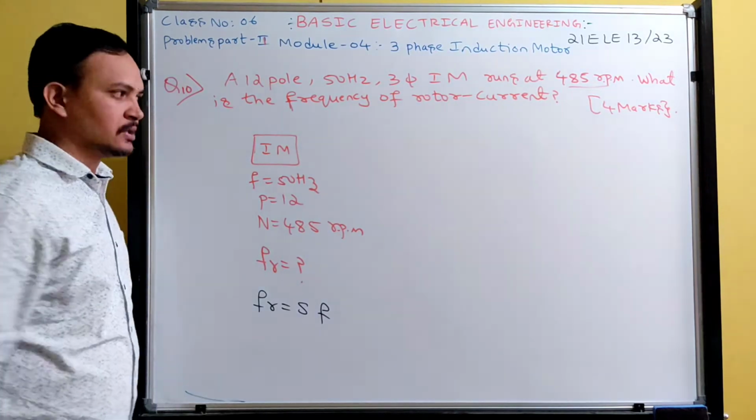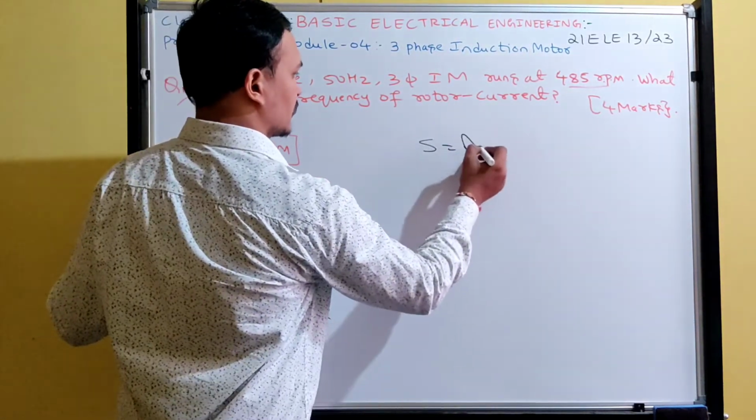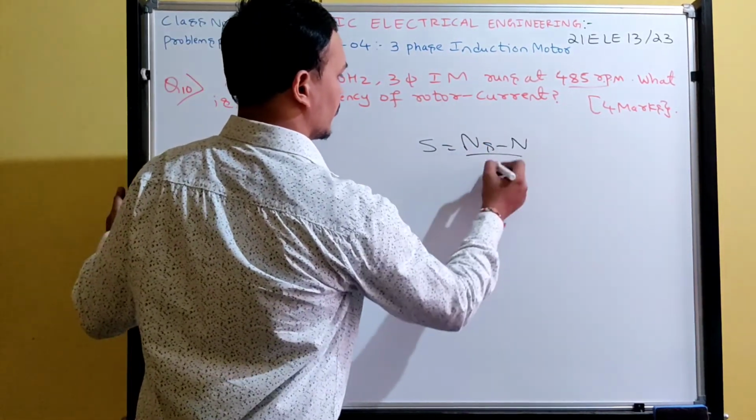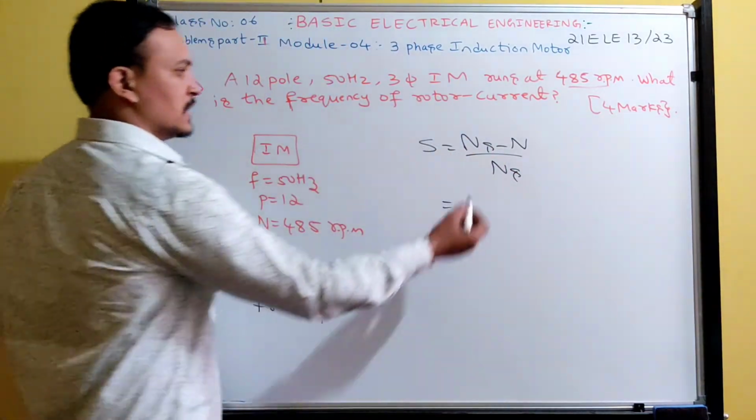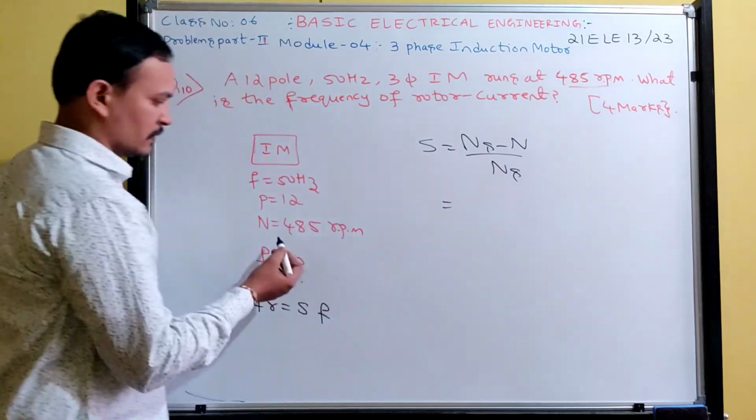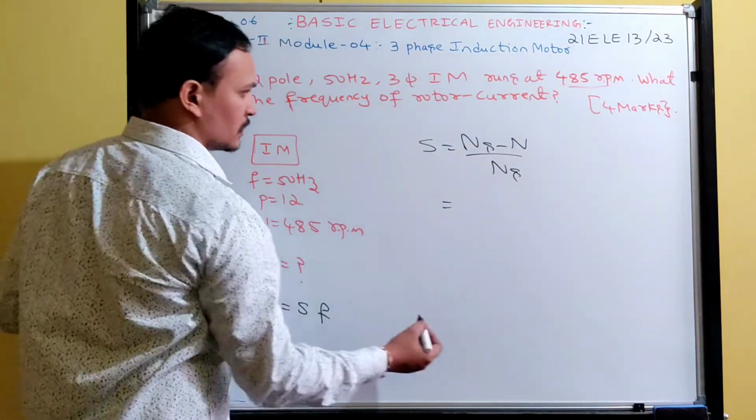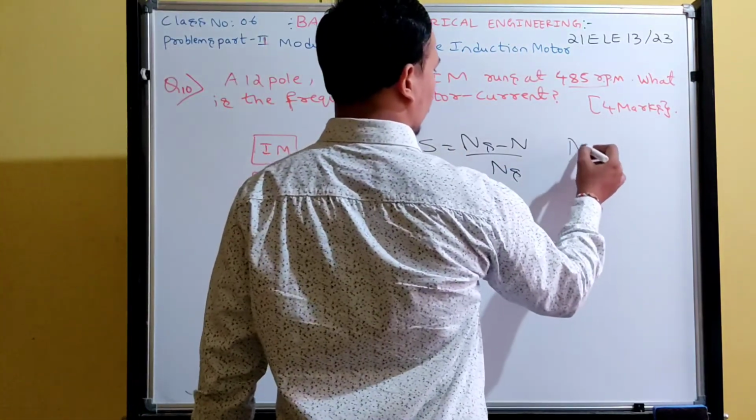To calculate S, what is the formula? S is equal to Ns minus N by Ns. Then I need to calculate what? Ns I need to calculate. N is already given, 485. What is Ns? So Ns I will calculate here.